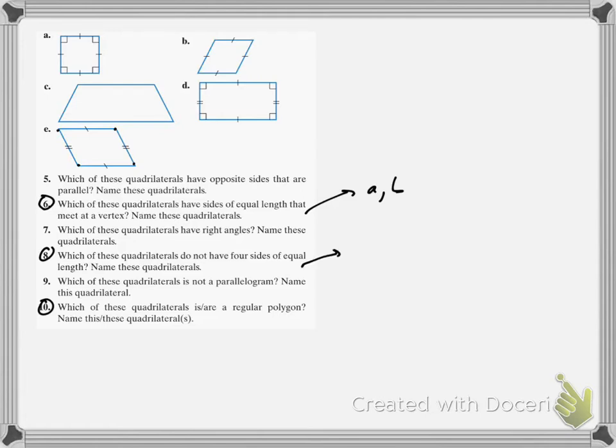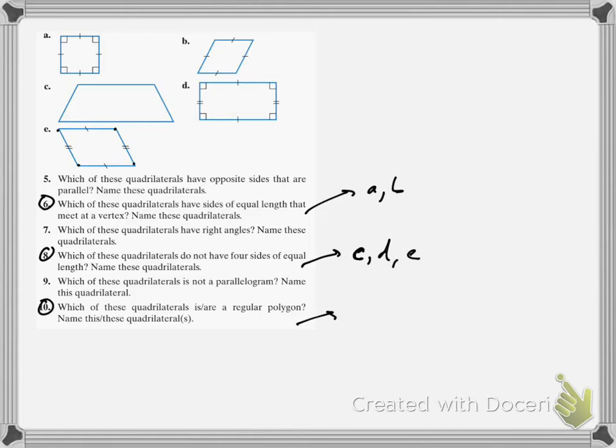How about this one? Which of these quadrilaterals do not have four sides of equal length? Well, A and B do. C, D, and E do not. They don't have sides of all equal length.